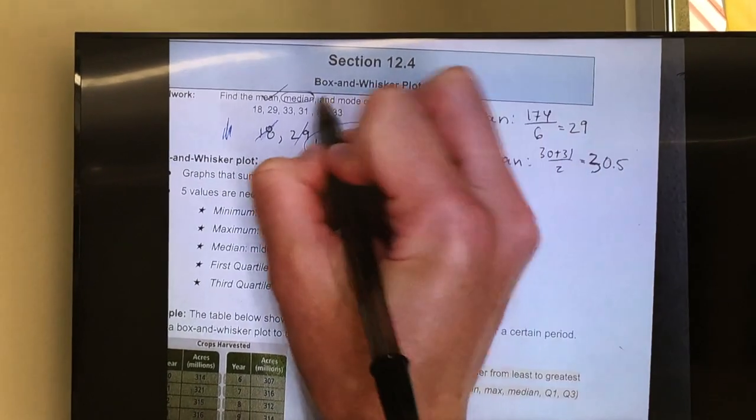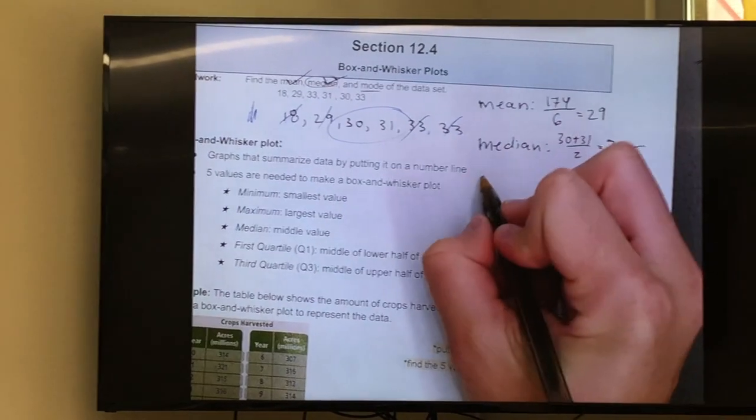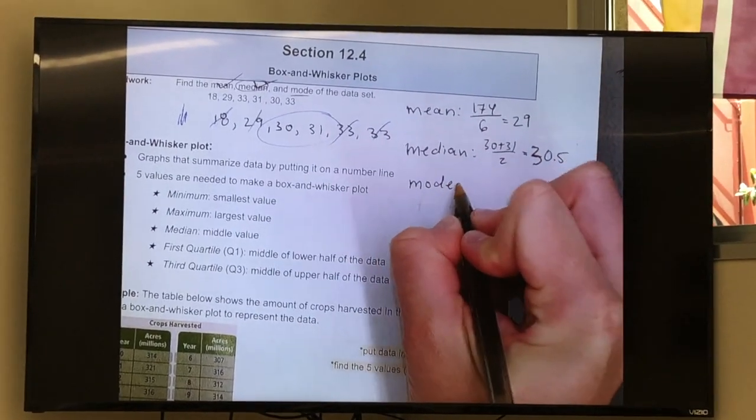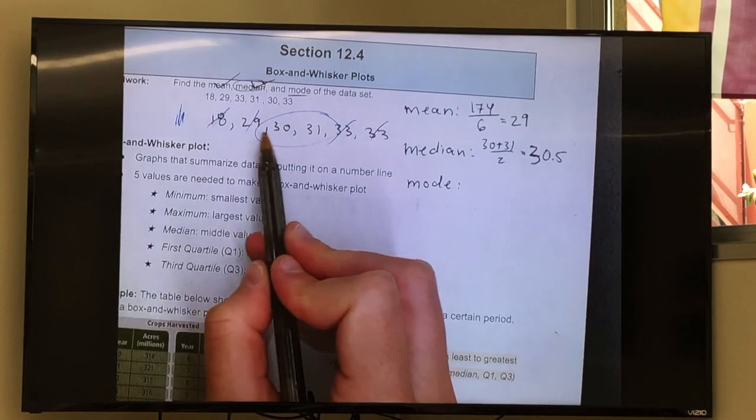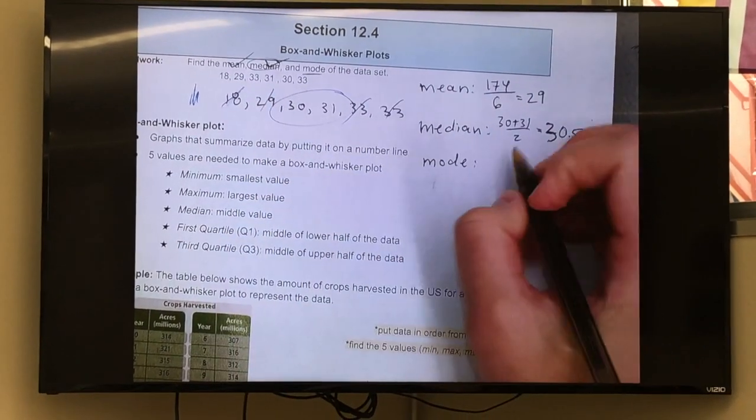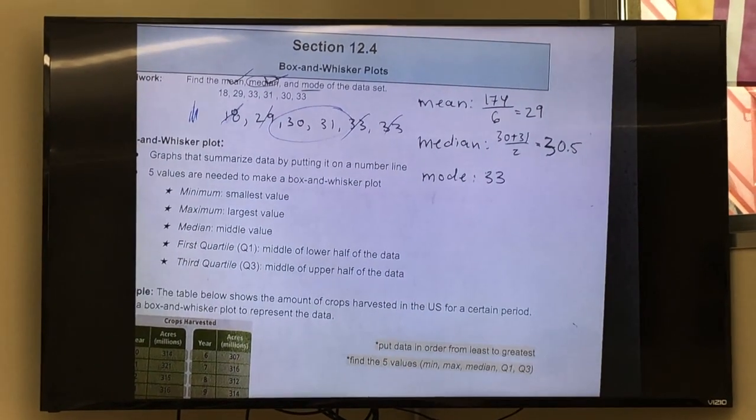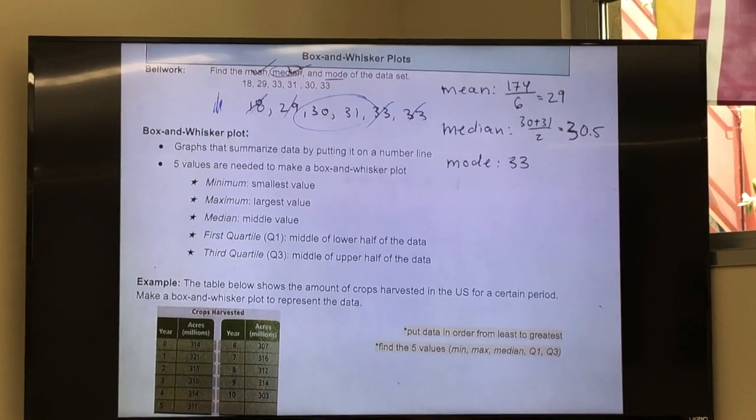And then last but not least is mode. The mode is the most common. In this situation, the only one that has more than 1 is the 33. There's 2 of them, so that would be our mode. Good review there of key concepts.